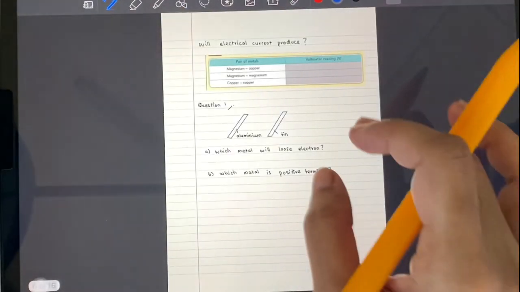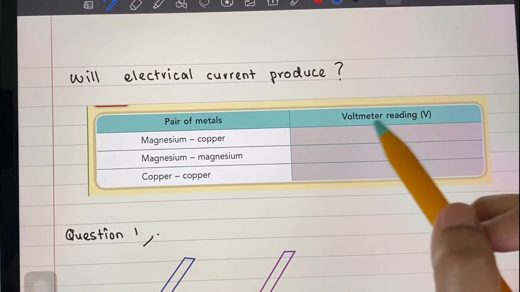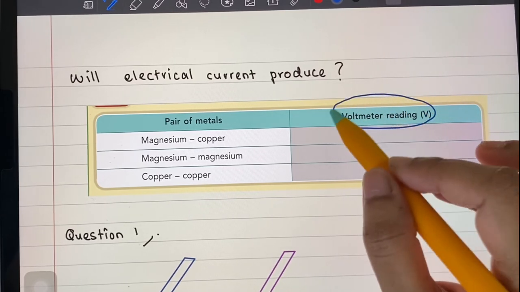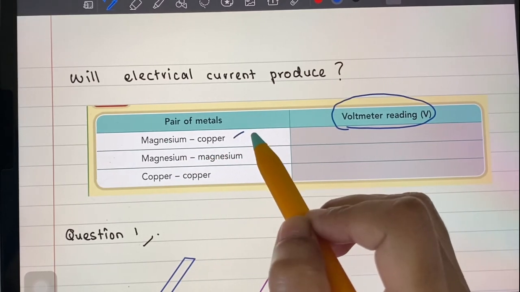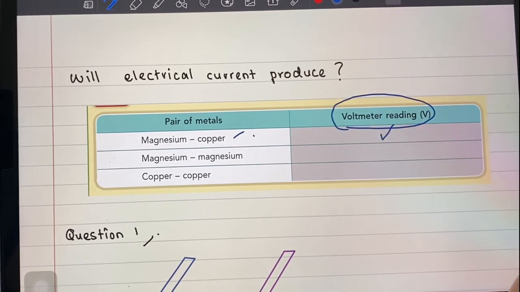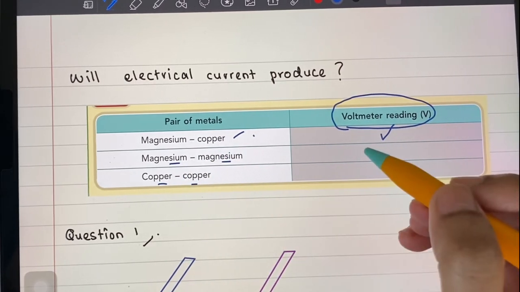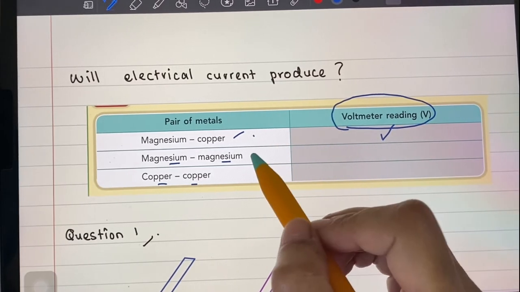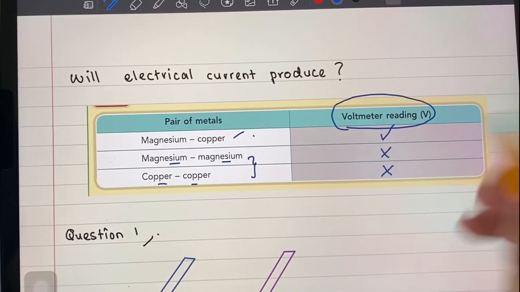So now next, we go to the next thing. Will electrical current be produced? How do we detect the electrical current? We detect the electrical current from the voltmeter reading here. So magnesium and copper, definitely we use different metals. If there are different metals, we can detect an electrical current, so electrical current is produced. Now here is magnesium and magnesium, copper and copper. In a chemical cell, the condition is that it needs to be different metals. Since both are the same metal, definitely the electrical current will not be produced.